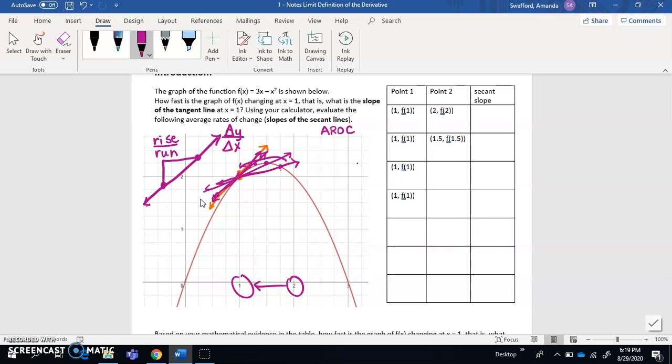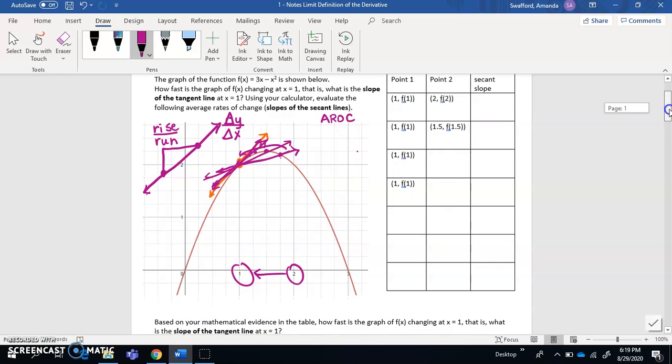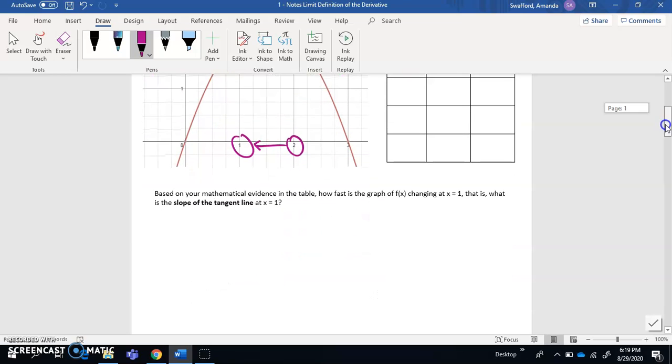So that's the idea, and we could think of this as a limit, right? Because we're moving this point closer and closer, and we're trying to watch the secant line change and ask ourselves, what is it slowly becoming as we approach that point of tangency? So this is a big idea. It's called the tangent line problem in calculus, and we want to use the secant line to approximate the slope of the tangent line.